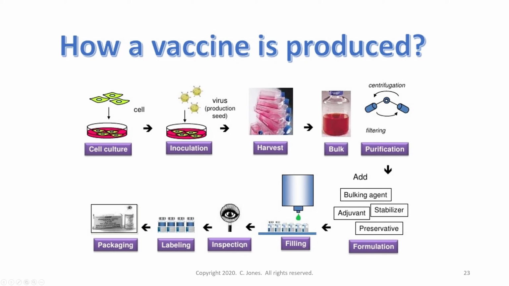We need to do quality control to make sure that we have the right dose, that there's nothing else in there that shouldn't be in there. And then we label it and we package it. Okay? This is just a little more detailed description of virus production.